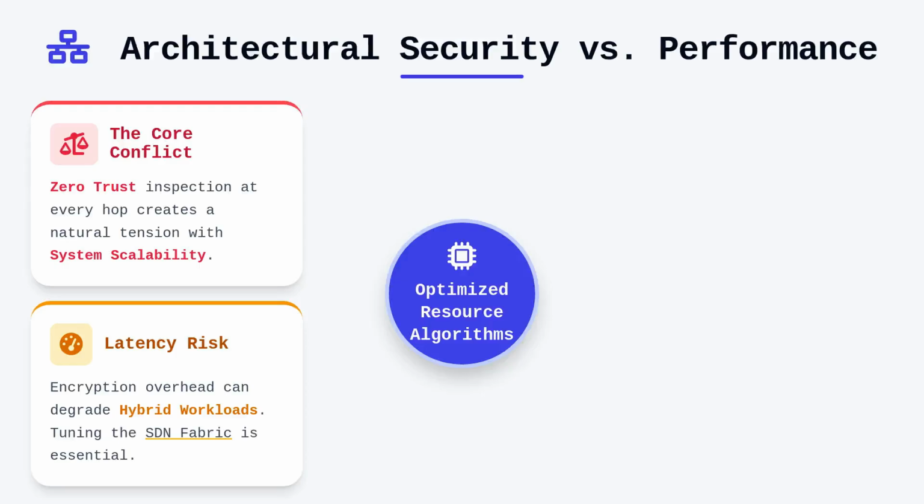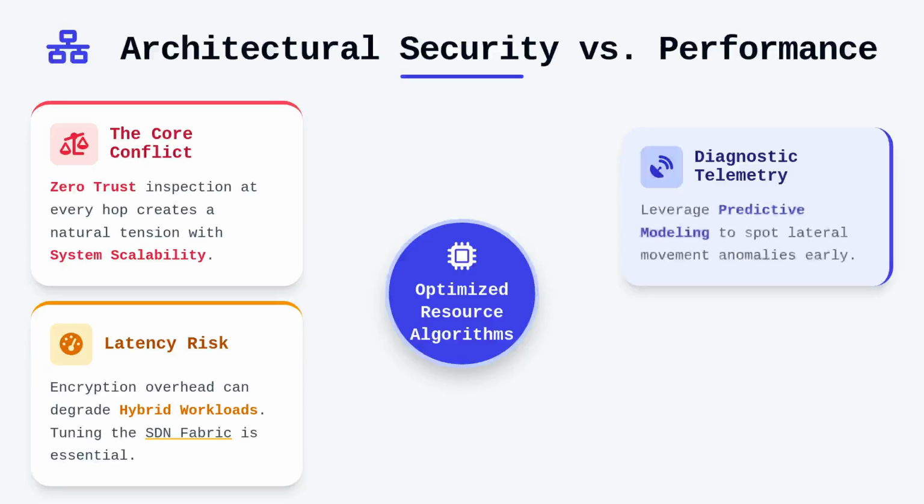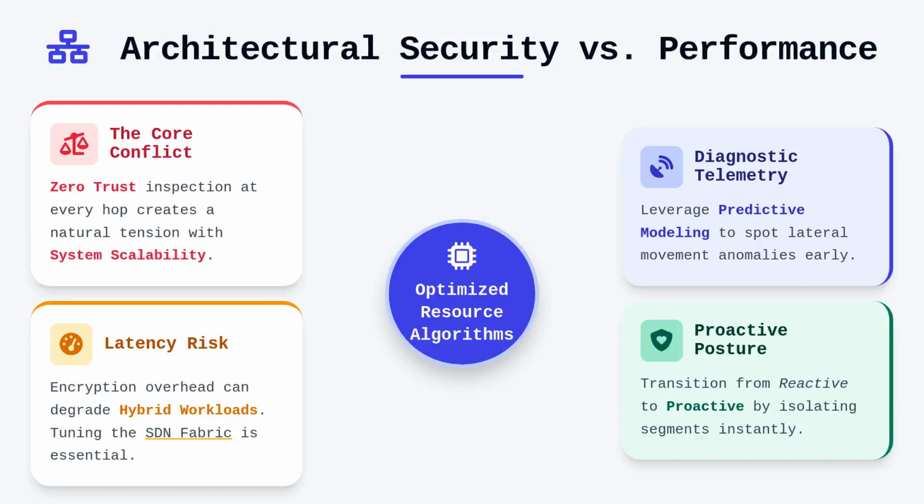During a potential breach or a misconfiguration event, diagnostic telemetry becomes your most valuable asset for rapid remediation. By internalizing predictive failure modeling, you can identify anomalies and traffic patterns that might indicate a lateral movement attempt within the network. This capability allows you to transition your security model from a reactive stance to a proactive one, effectively isolating suspicious segments before they impact the broader enterprise ecosystem.